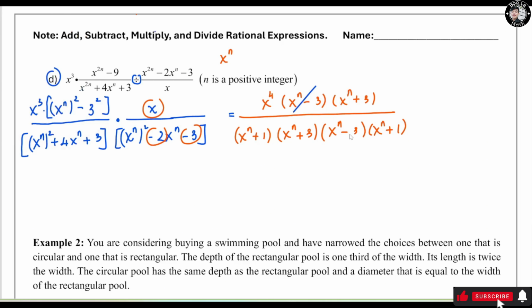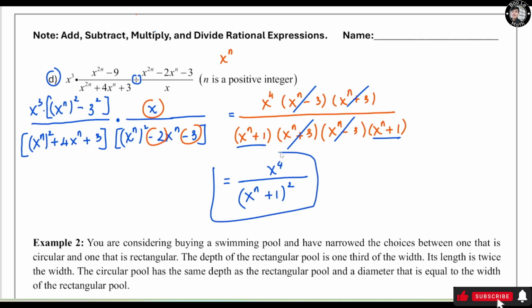Now this guy and this guy cancel out. This guy and this guy cancel out, right? We have s to the 4 left on the top. The bottom right here, this guy and this guy, the same thing, right? So you can write s to the n plus 1 altogether square. This one is the final answer.